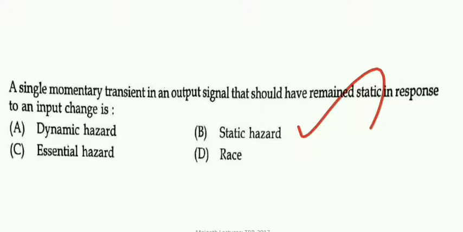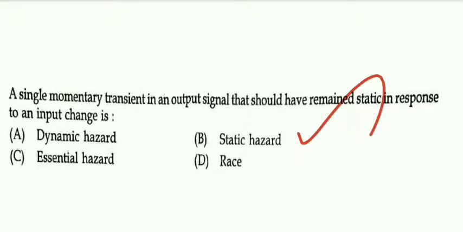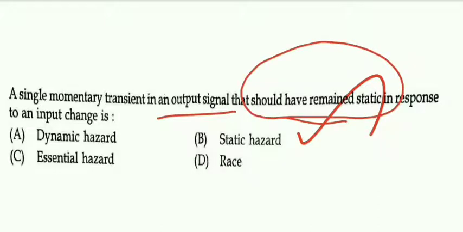Whereas in a dynamic hazard, there is a possibility of the output changing more than once as a result of a change in input, right? So if the input changes, the output changes also, but in fact it should not change. That is called a static hazard. That's what they are telling here: a single momentary transient in the output signal. That means the output changes, but it should have remained static. It should not change for the change in input. That is called static hazard. In dynamic hazard, if you change the input, the output changes more than once. So the option B is the right answer.